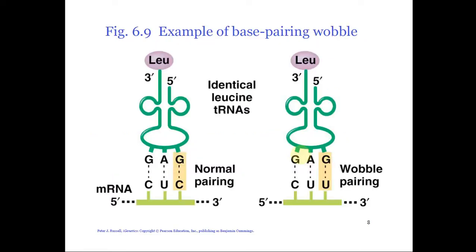Here is the example shown. This is normal pairing where the CUC codon pairs with the GAG anticodon of tRNA. And this is wobble base pairing, where the CUU codon present on mRNA pairs with GAG. So this third base of the anticodon may pair with any of the bases. Okay, there are certain rules for it.